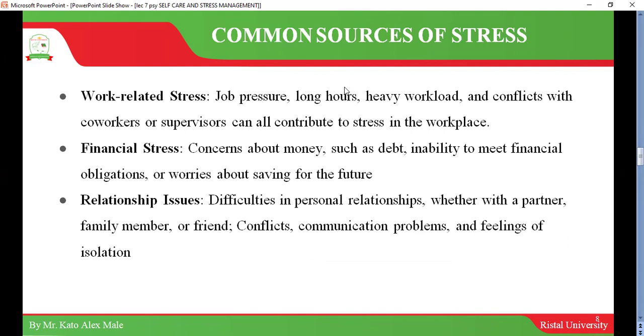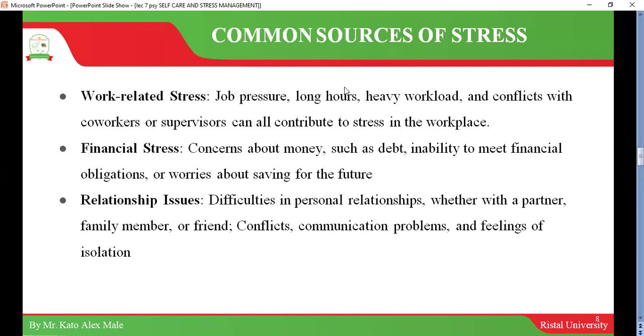Then financial stress. This concerns worries about money, such as debt, inability to meet financial obligations, or even worries about saving for the future. Whenever you get worried about saving for the future, such cases can bring about stress. Having very many debts that are increasing day in, day out. You have your goals that you want to achieve, but because of the financial stress, you cannot see them through.